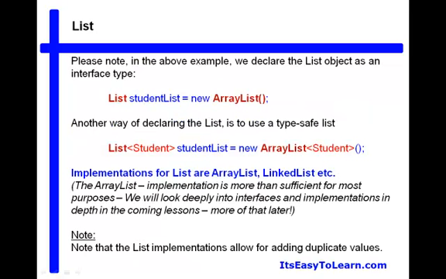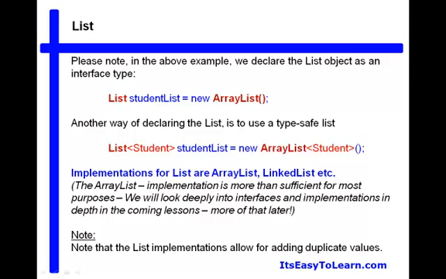Please note, we define a list as List student list equal to new ArrayList. A list is an interface and ArrayList is an implementation. A list has many implementations like ArrayList, LinkedList, etc. The ArrayList implementation is more than sufficient for us for most purposes. We will look deeply into interfaces and implementations in the coming lessons. More of that later. But for now, you can safely say List name of the list equal to new ArrayList.